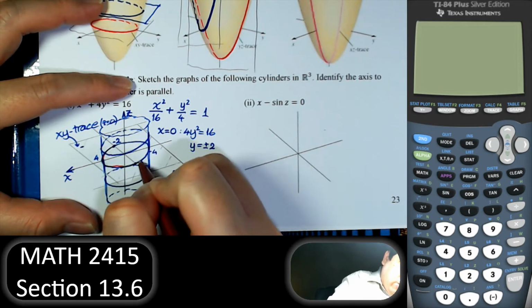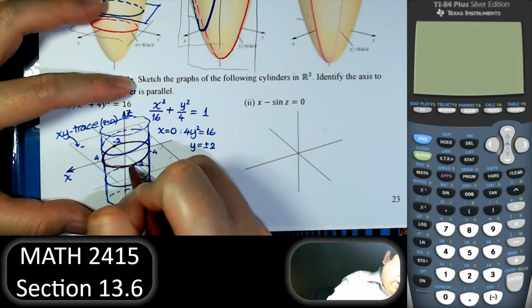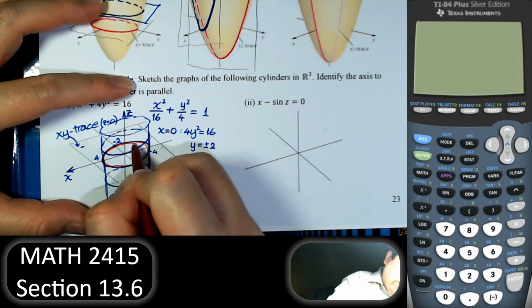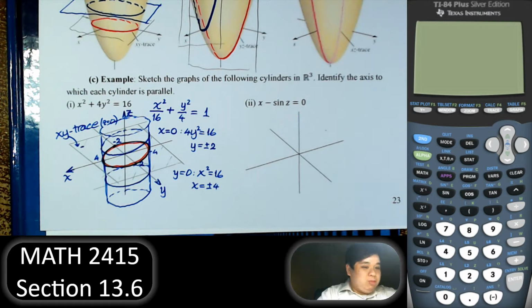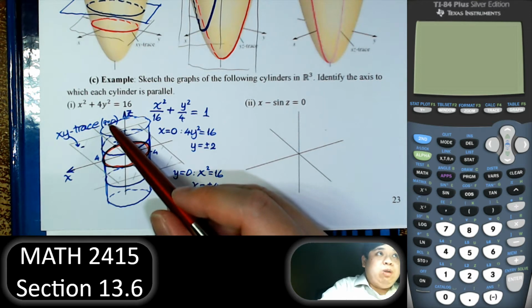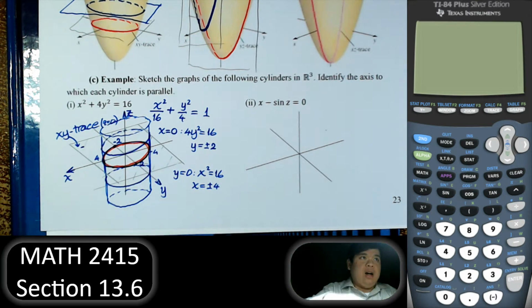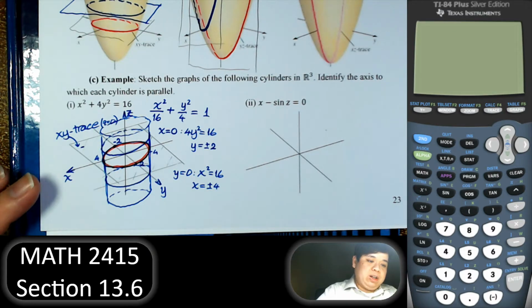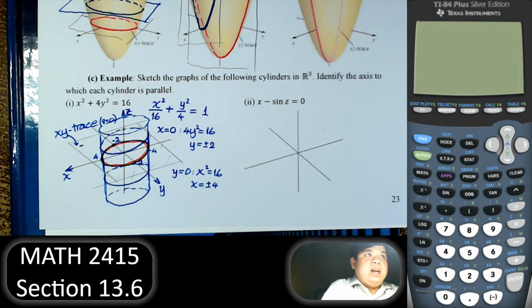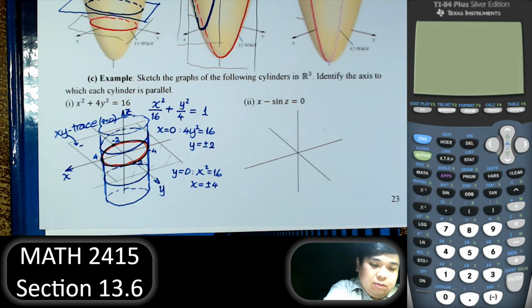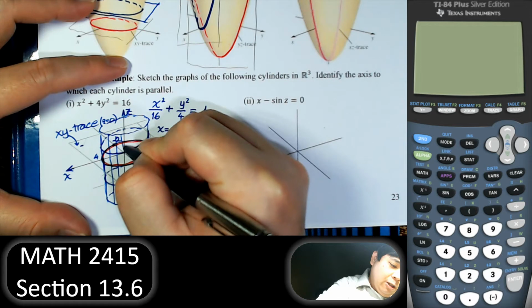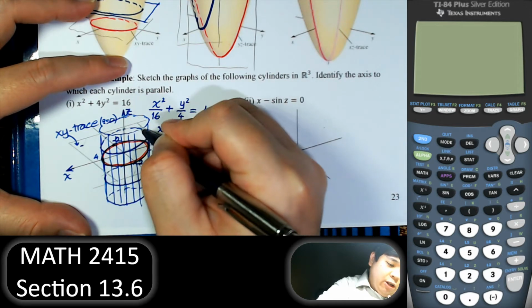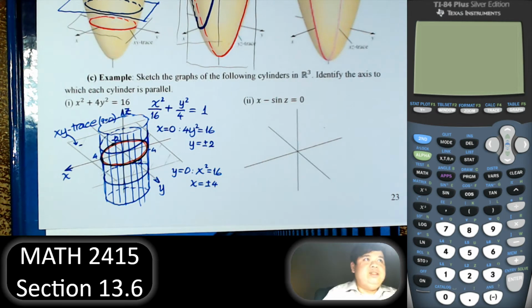So whatever the missing variable, we're going to draw the trace in the other two variables, and we trace that. Let the other variable, let's say z, change to equal 1. We move 1 unit up, and then z equal to negative 1, move 1 unit down, and essentially we have a cylinder like that. Right, and if we draw the line, this is going to be the line parallel to L and go through the curve. So that is the cylinder.